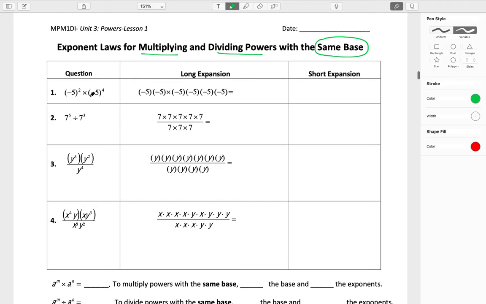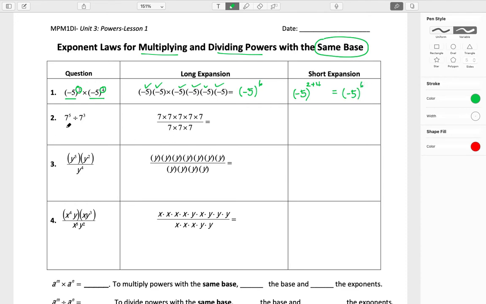In this case, if I have negative 5 squared and negative 5 to the 4, what I can do is expand it. So I have 2 of negative 5 and then 4 of negative 5. So you can expand it, and this will equal negative 5 to the 6. A short way to understand this is that we have the same base of negative 5, and when you're multiplying, you add the exponents. So 2 plus 4 gives me negative 5 to the 6.